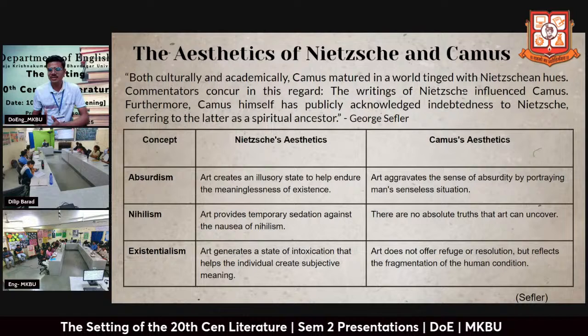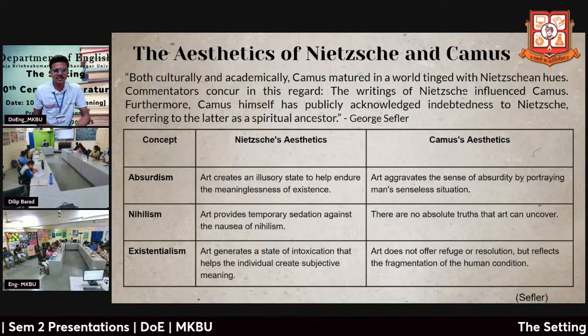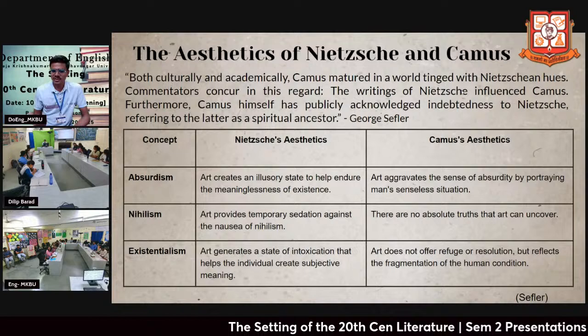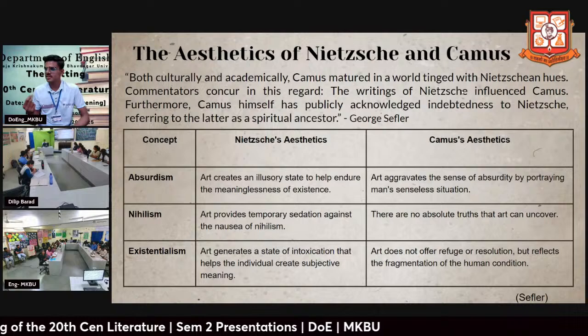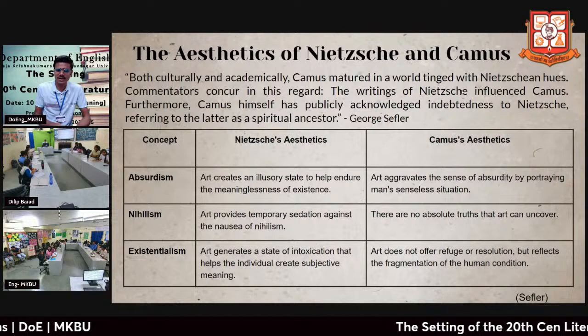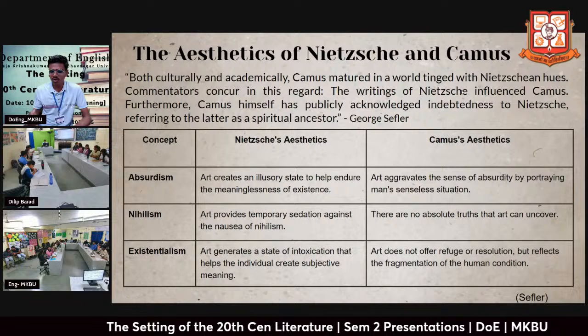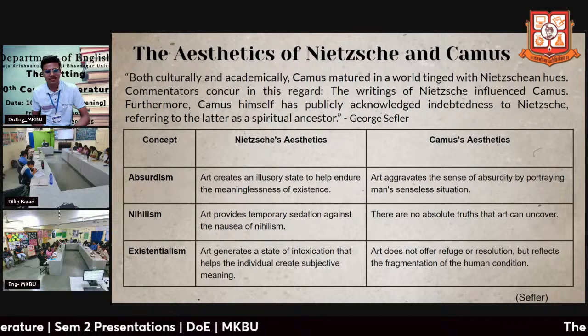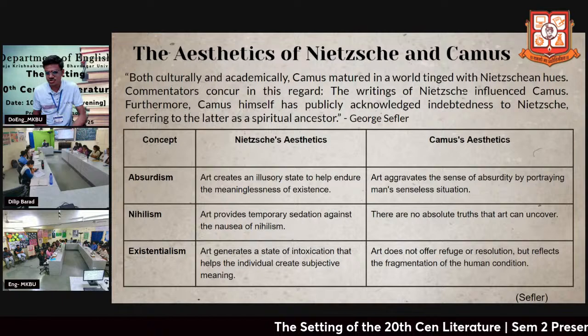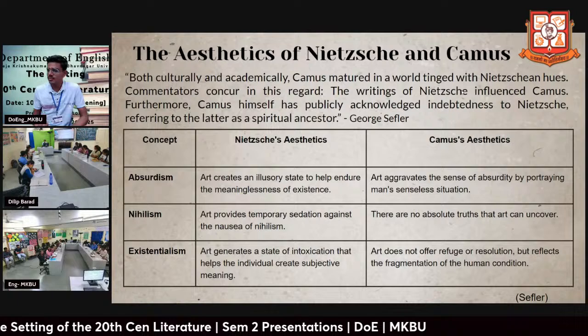So the basic understanding is that, in absurdism, art creates the illusory in Nietzsche's views, a state of health amid the meaninglessness of existence, whereas Camus believes that art aggravates the sense of absurdity by portraying man's senseless situation. In the nihilist concept, Nietzsche says that art provides a temporary sedation against the nausea of nihilism, whereas Camus says that there is no absolute truth that art can uncover. In existentialism, Nietzsche believes that art generates a state of intoxication that helps the individual create subjective meaning, whereas Camus believes that art does not offer refuge or resolution, but reflects the fragmentation of the human condition.